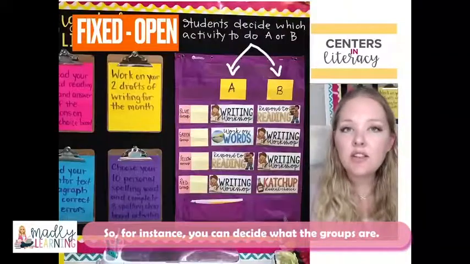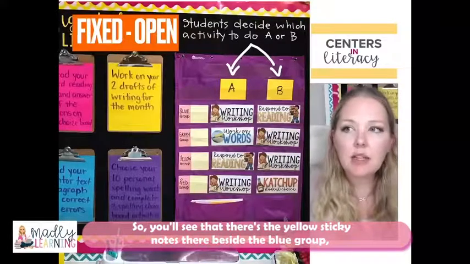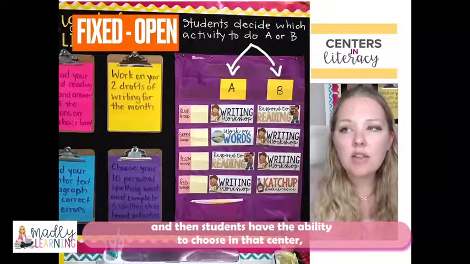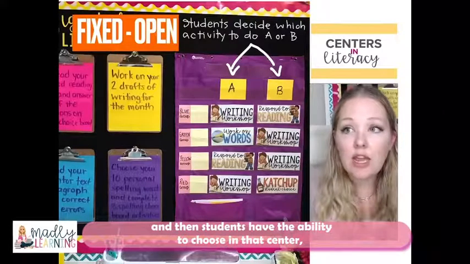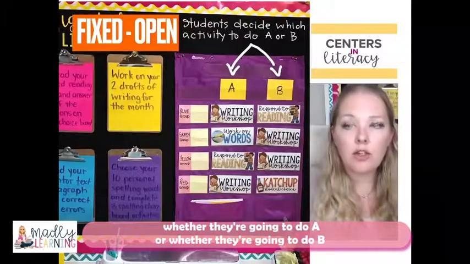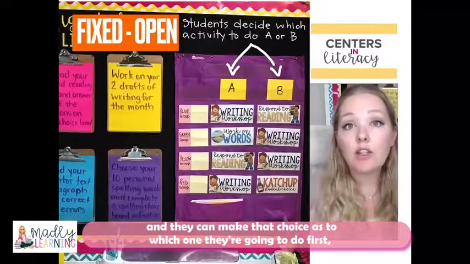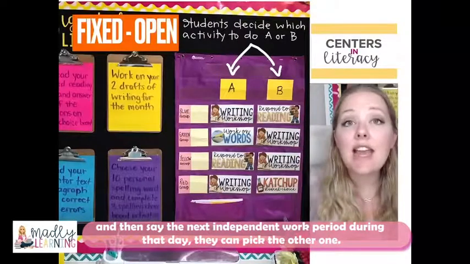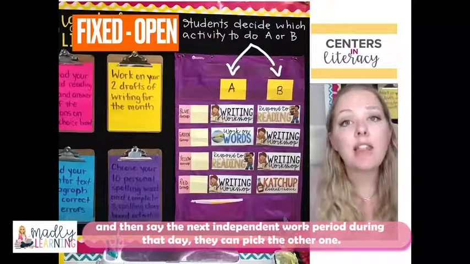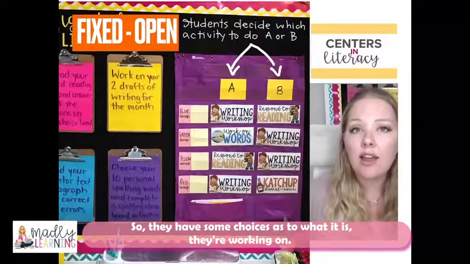So for instance, you can decide what the groups are. So you'll see that there's yellow sticky notes there beside the blue group. You could write your students' names on those sticky notes, and then students have the ability to choose in that center whether they're going to do A or whether they're going to do B. And they can make that choice as to which one they're going to do first, and then say the next independent work period during that day, they can pick the other one. So they have some choice as to what it is they're working on.